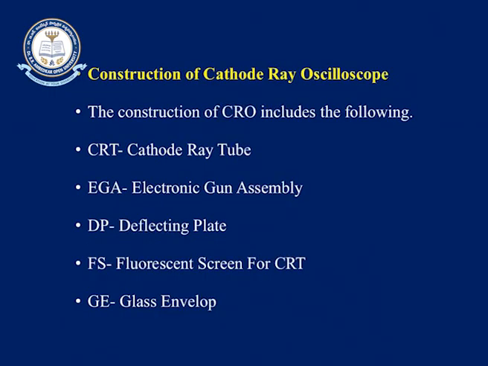How is the cathode ray oscilloscope constructed? The construction of the oscilloscope has different parts with different names. First is the CRT. CRT means cathode ray tube.